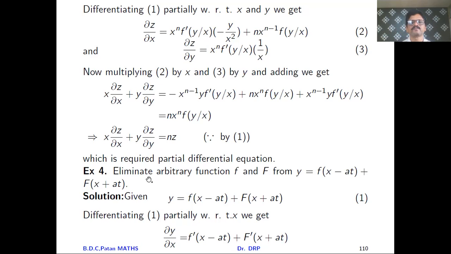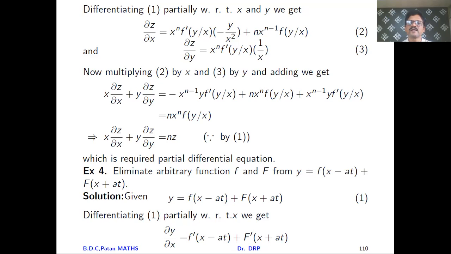Another question given here. Eliminate arbitrary functions small f and capital F from y equal to small f of x minus at plus capital F of x plus at. So, friends, you remember here LHS is y and the right hand side is in terms of x and t. So, you remember here the dependent variable is y and the independent variables are x and t. Means to form here the partial differential equation by the elimination of small f and capital F, you differentiate y with respect to small x and y with respect to small t.